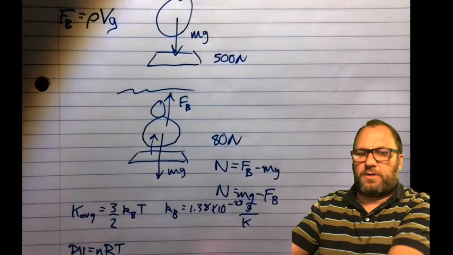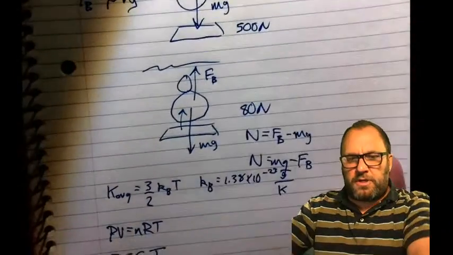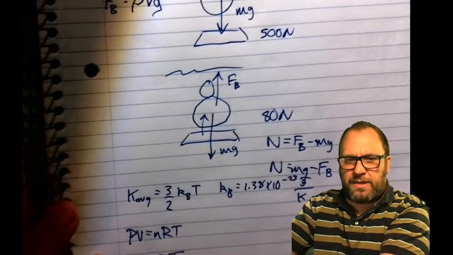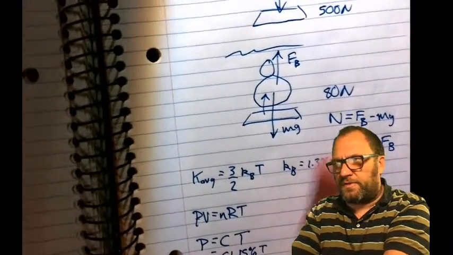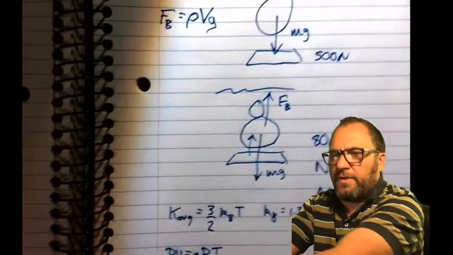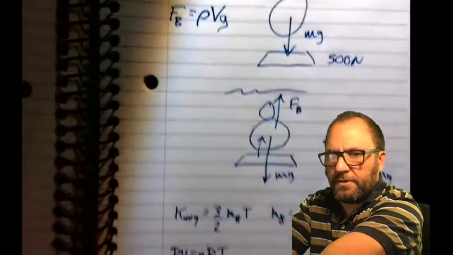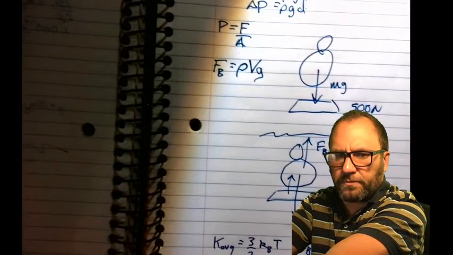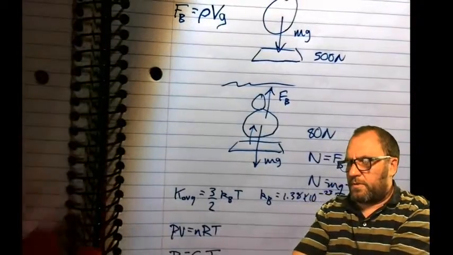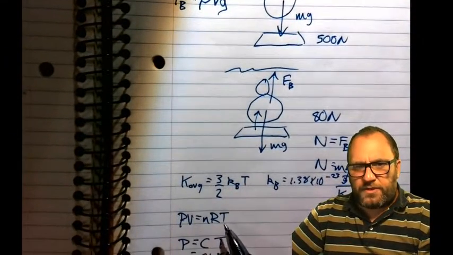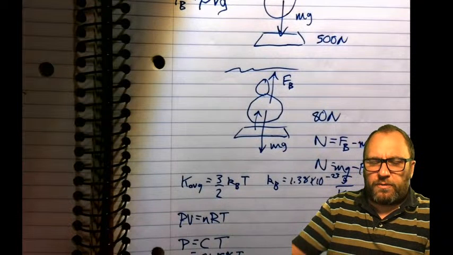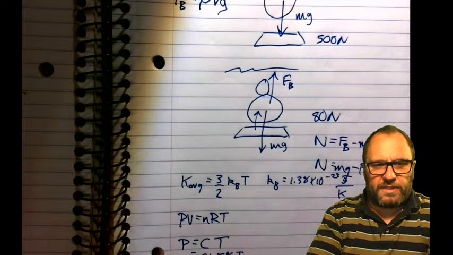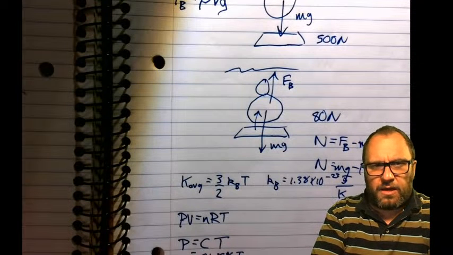Oh, and I'm not showing that on the screen. I always hear students saying PiVNeRT. PV equals nRT. So if T goes up by 15%, pressure will also go up by 15%.